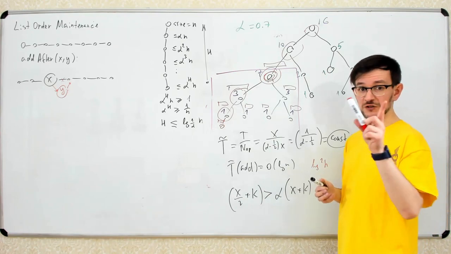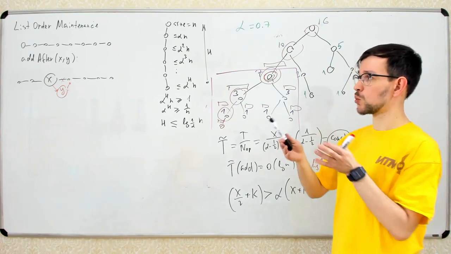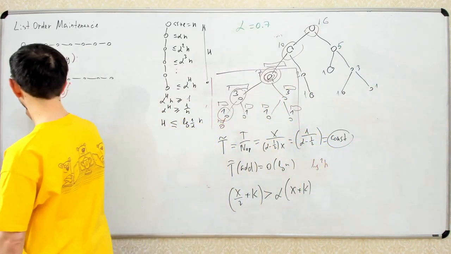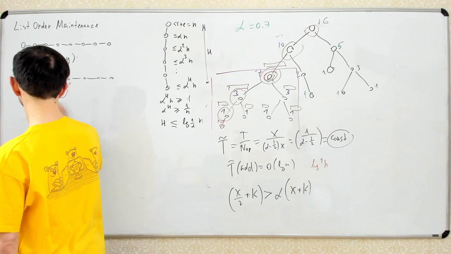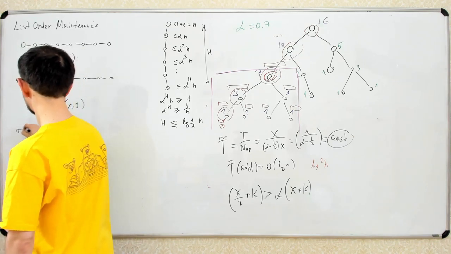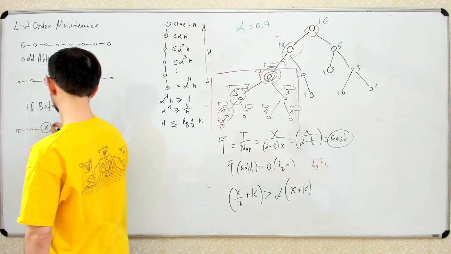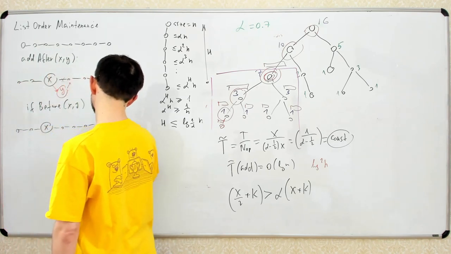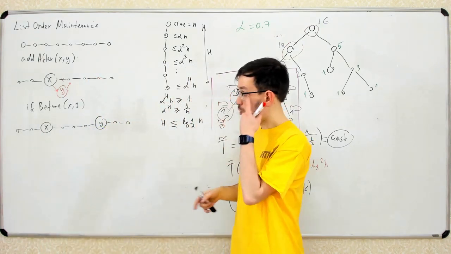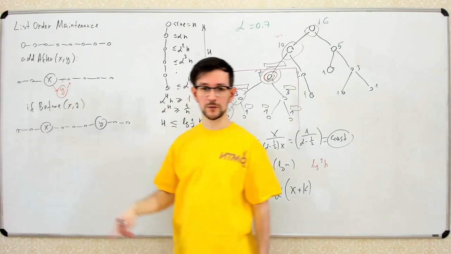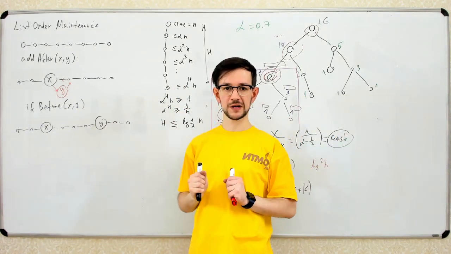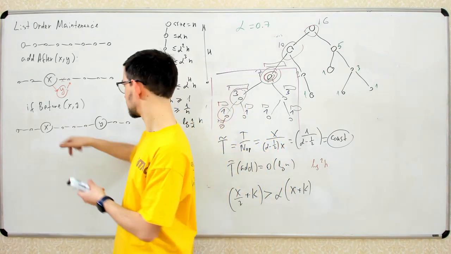And the second operation is interesting. Second operation checks which element is before. So it's some comparator. Let's say is before. You have two elements somewhere in your linked list, and you want to compare the positions of these two elements. So you want to check which element is to the left in the sorted order of this linked list. So this element is to the left.